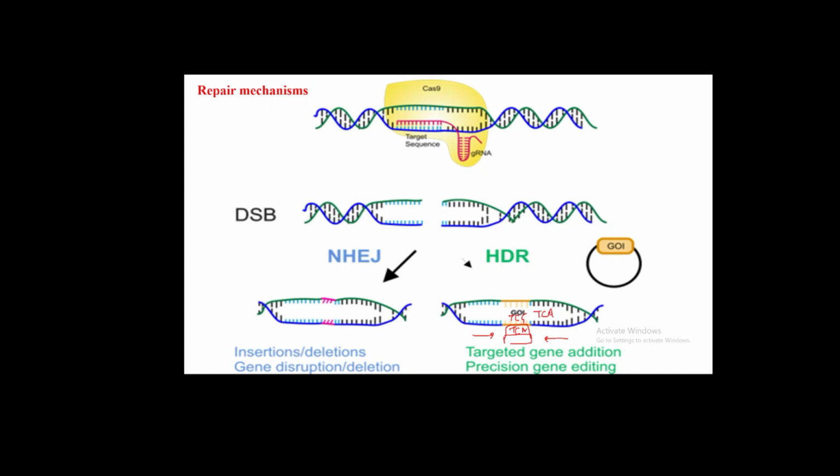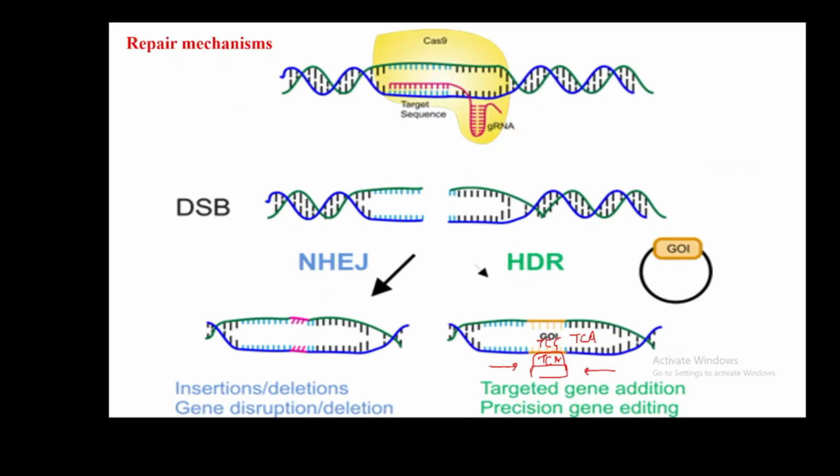So this is homology dependent recombination, because you are adding a donor sequence which is homologous to your template strand. That is why it is known as homology dependent recombination. And this is non-homologous end joining, because in this we are not providing any donor sequence.